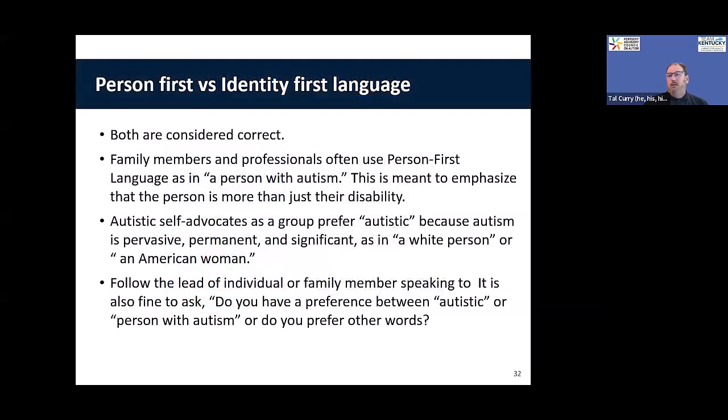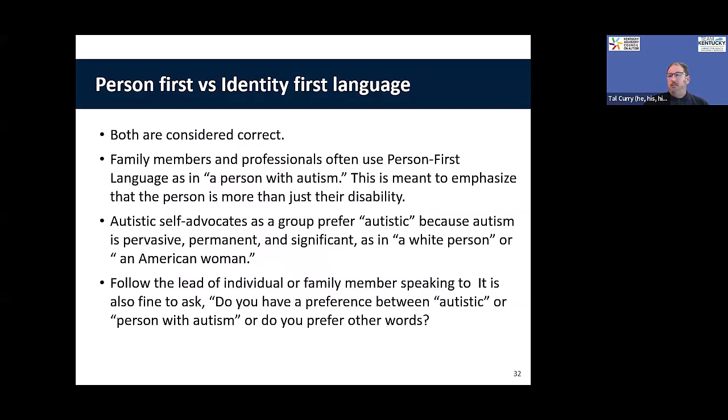So one thing I like to throw in there is you've heard me use the word autistic quite a bit. I know, and I was trained that person-first language is important. It was a part of how I was trained with talking about people with disabilities.